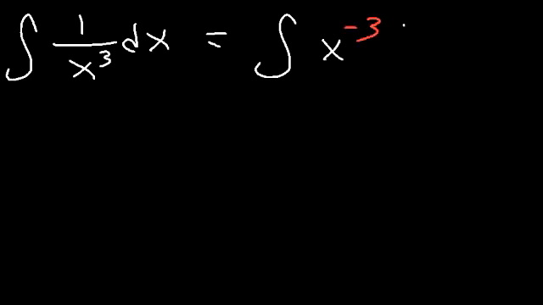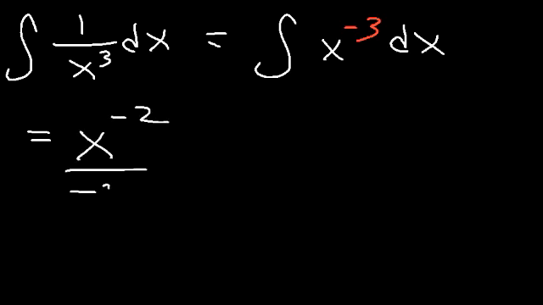Try this one. 1 over x³. So first let's rewrite it. This is x to the negative 3 dx. And now let's add 1 to the exponent. Negative 3 plus 1 is negative 2. Divide by that result, and you should get this.